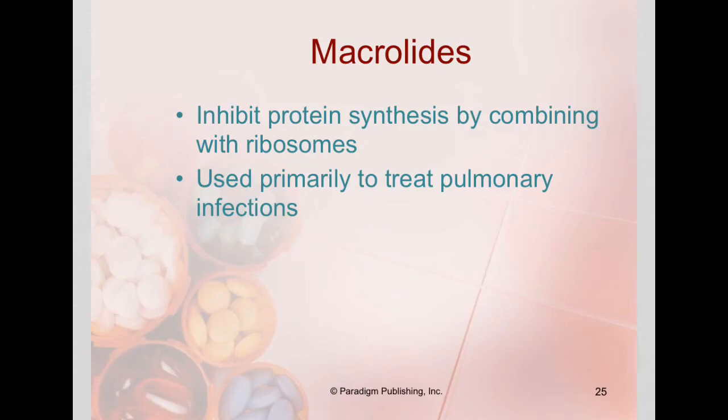Macrolides inhibit protein synthesis by combining with ribosomes. They're used primarily to treat pulmonary infections. The macrolides are your azithromycin, your Z-Pak, Zithromax, your clarithromycin, your erythromycin, all of those. They're really prescribed a lot. They should always be taken with food, because they can cause severe GI distress. And taking it with food can lessen that risk.